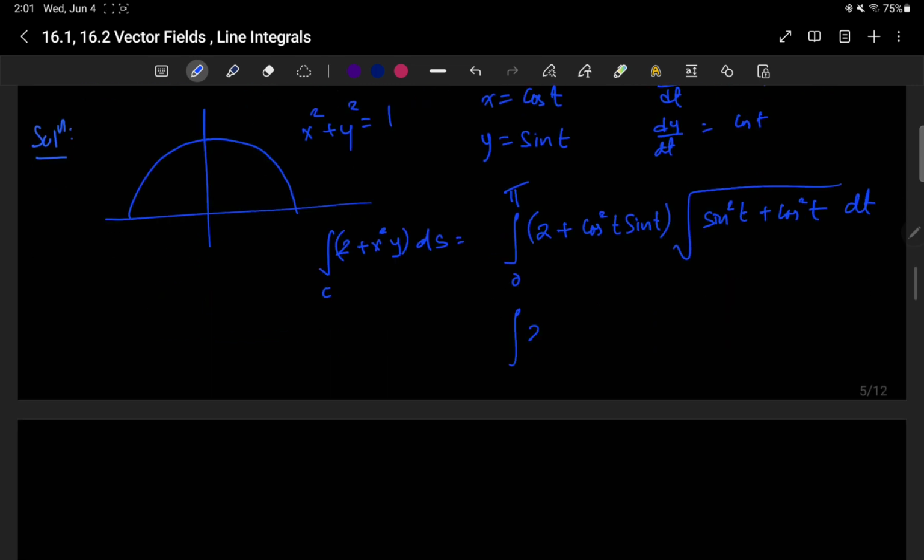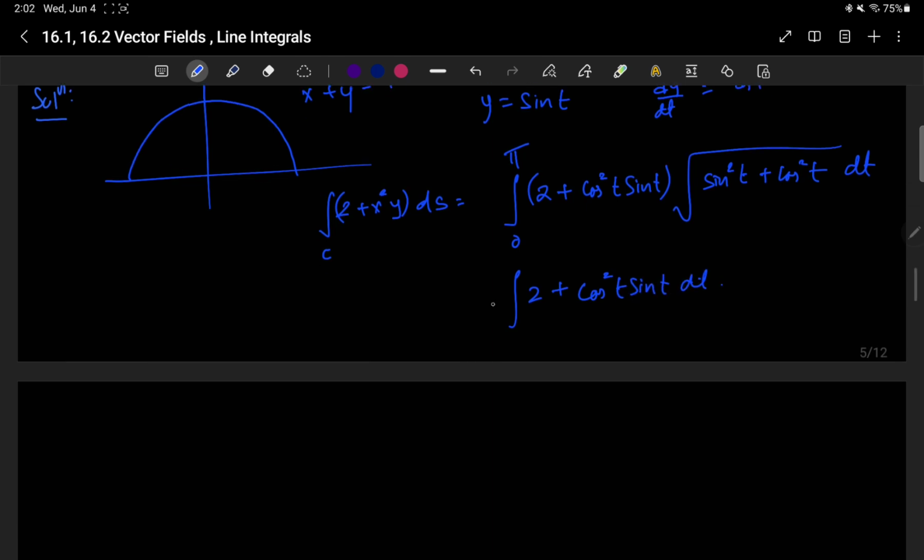So this is simply the integral from 0 to pi of 2 plus cosine squared t sine t dt. If you take the integral, this is 2t, and this one becomes, using u substitution, negative cosine cubed t over 3, from 0 to pi.